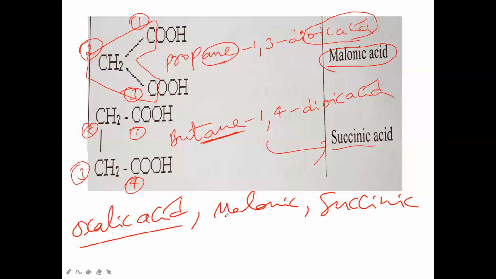What is the IUPAC name of malonic acid? Propane 1,3-dioic acid. Succinic acid IUPAC name? Butane 1,4-dioic acid. So these 3 you have to remember: oxalic acid, malonic acid, and succinic acid.